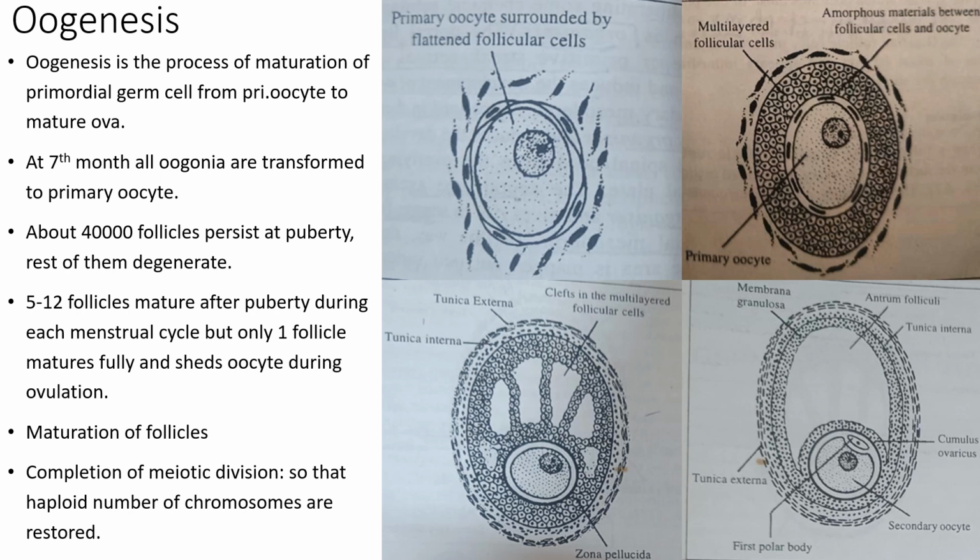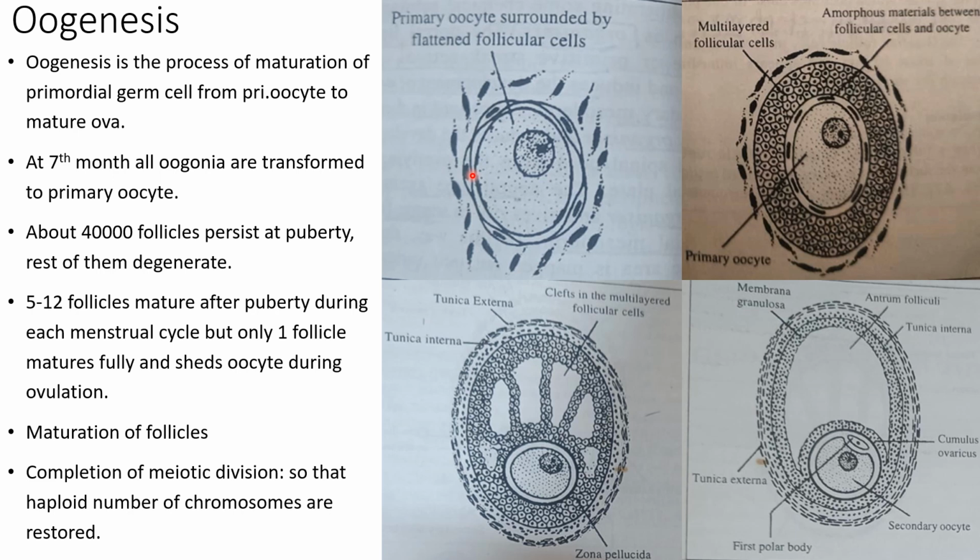Okay, so this is the primary oocyte. It has eccentric nucleus and it is surrounded by flat epithelial follicular cells, which is in turn surrounded by the stromal cells of the ovary. So at this stage, the follicle is known as primordial follicle. So in the cortex of the ovary, during the ovarian cycle, which occurs after puberty, during each menstrual cycle, the maturation of the follicles occurs.